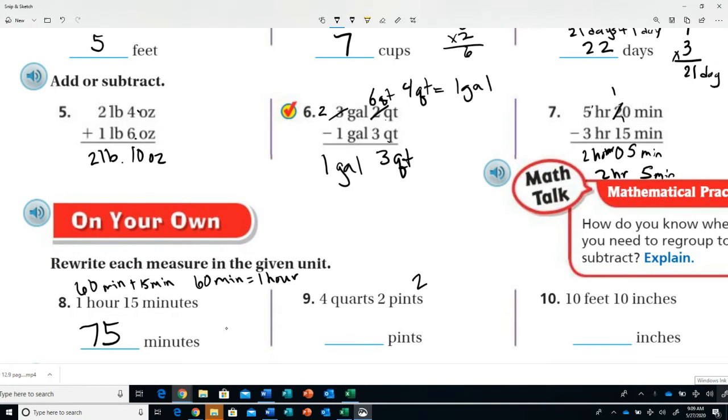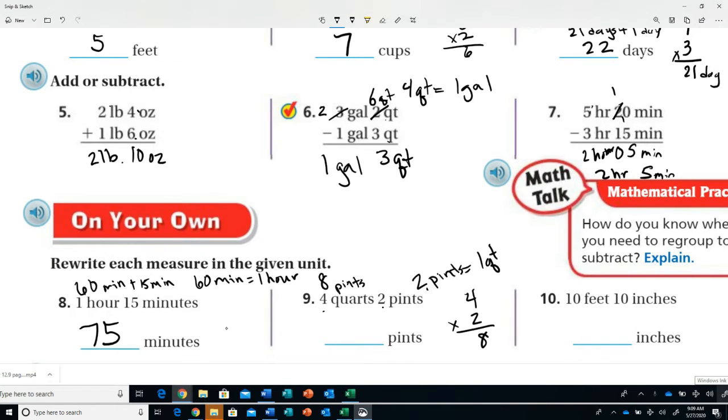Quarts and pints. First, you got to know that 2 pints equal 1 quart. So every time I have a quart, I know I have 2 pints. So I'm going to say 4 quarts times 2 is going to give me a total of 8 pints here.